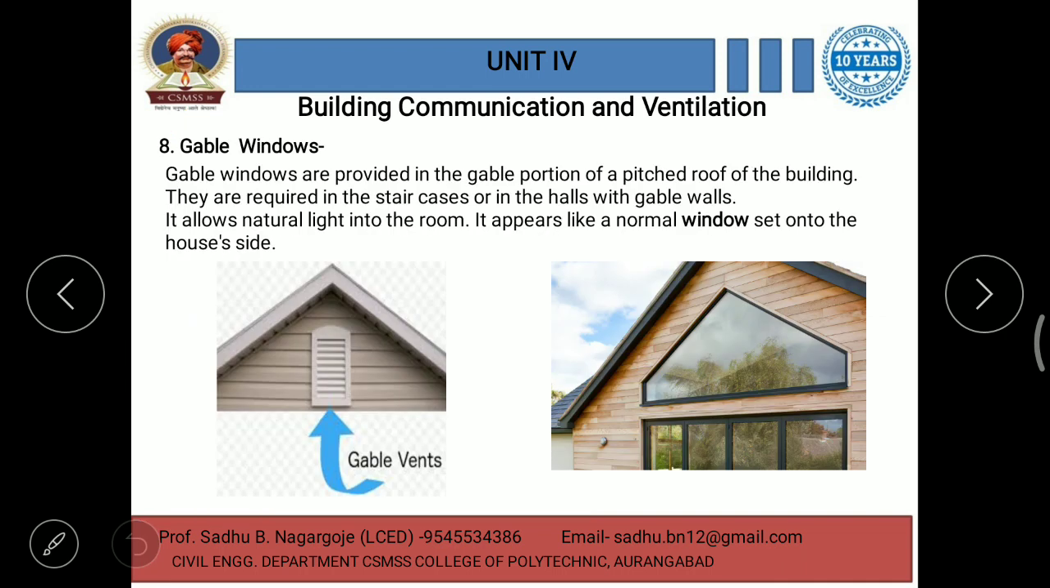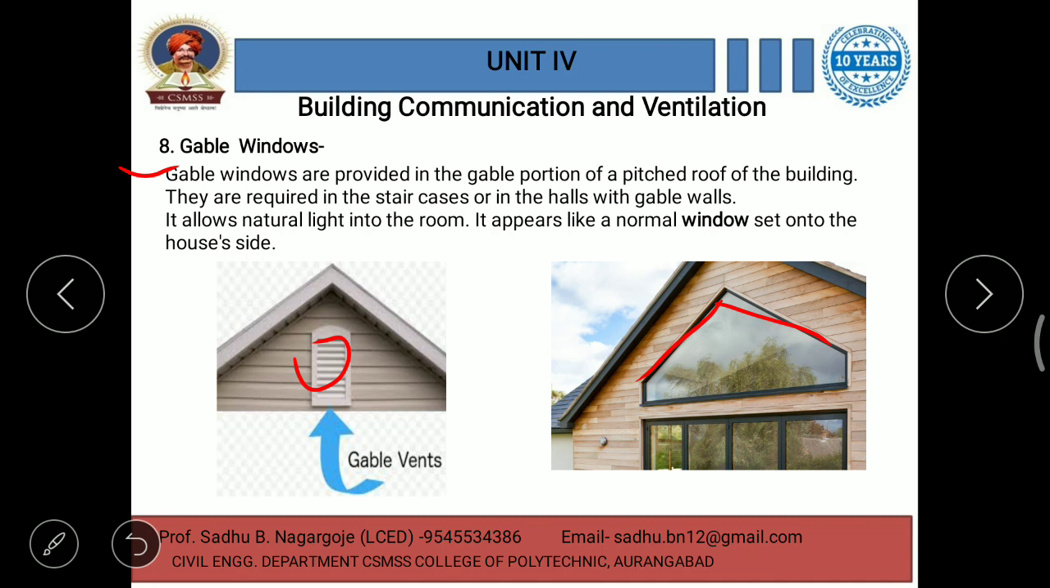Then the next type of window is gable windows. Gable windows are provided in the gable portion of the pitched roof of the building. Like these gable vents, or in the second picture we can clearly see that these are the gable windows. They are required in staircases or in halls with gable walls. They allow natural light into the room.